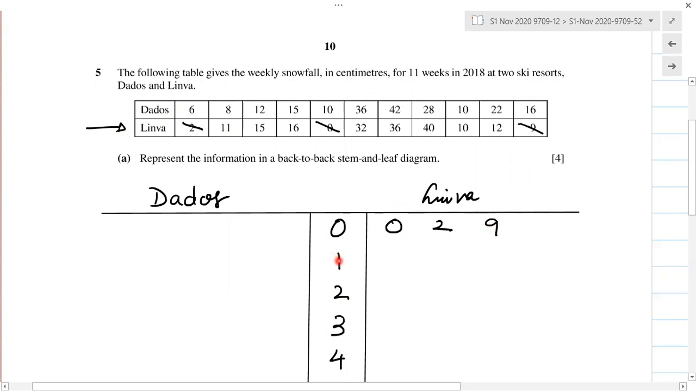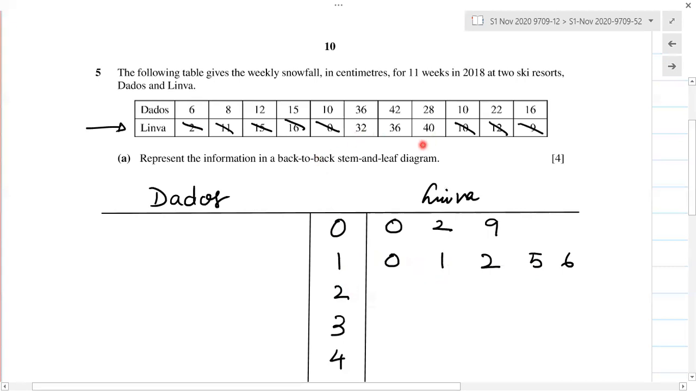Now for tens, do we have a 10? We have a 10 and we have 11. So 1, 0 is going to be 10. 1, 1 is going to be 11, and it keeps on going like that. So we have 12, then we have 15 and 16. So 12, 5, and 6. So that's 10, 11, 12, 15, 16.